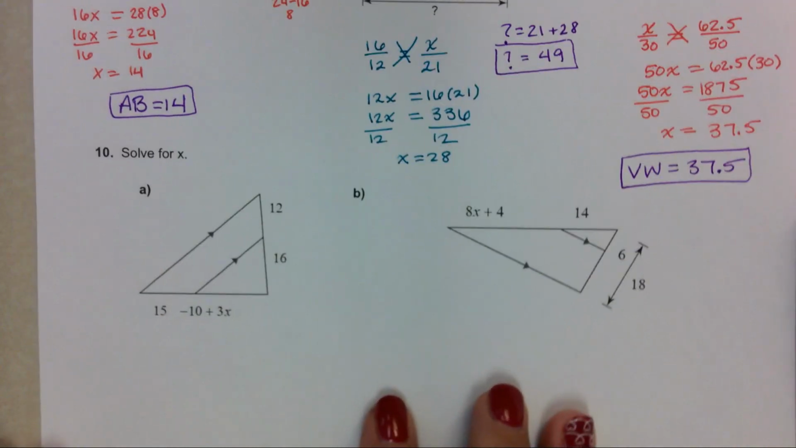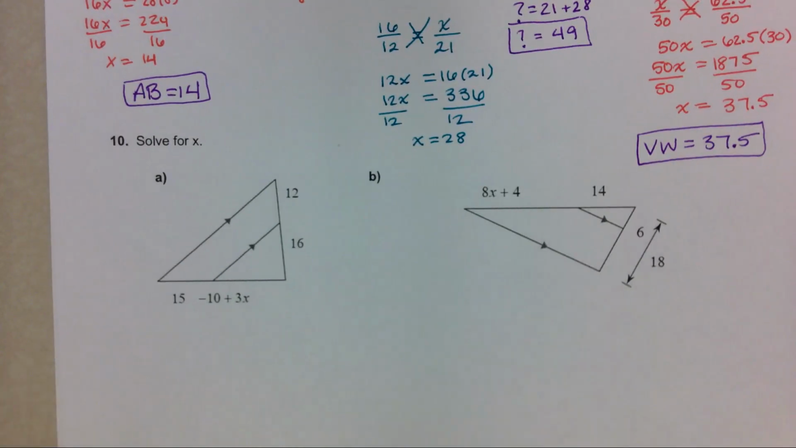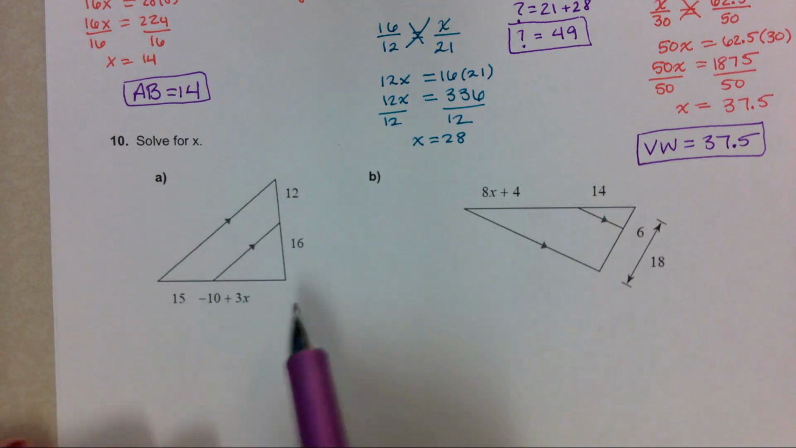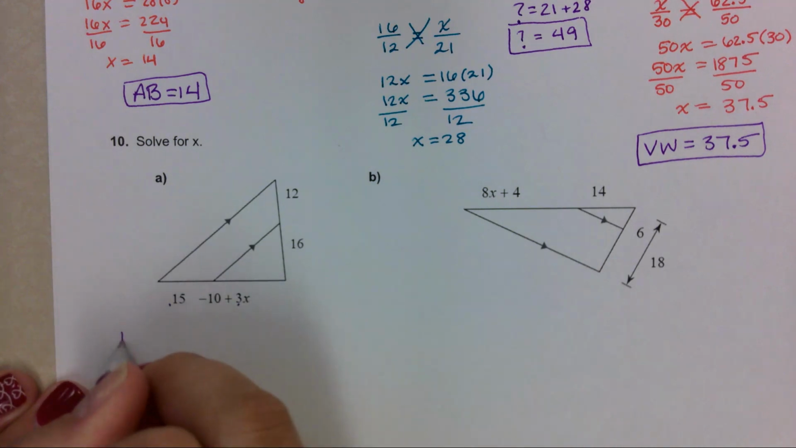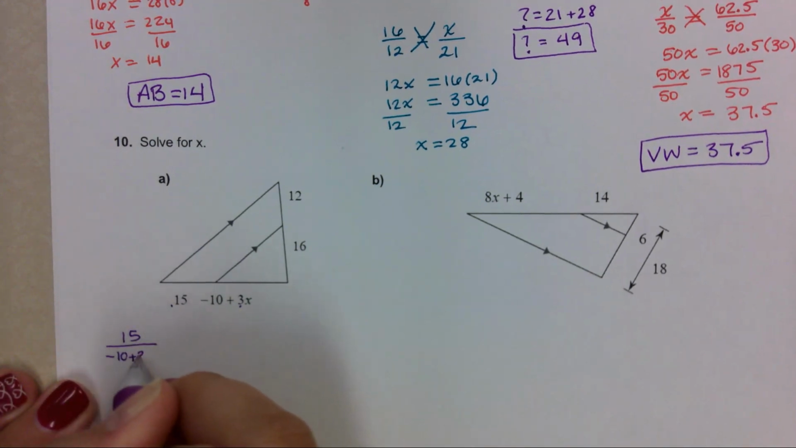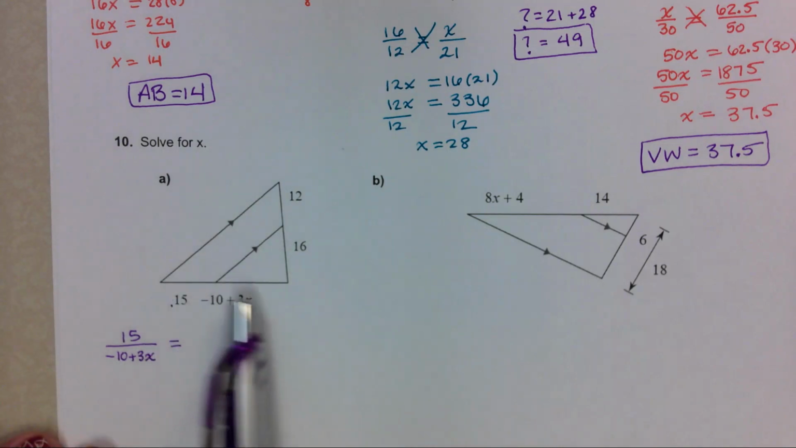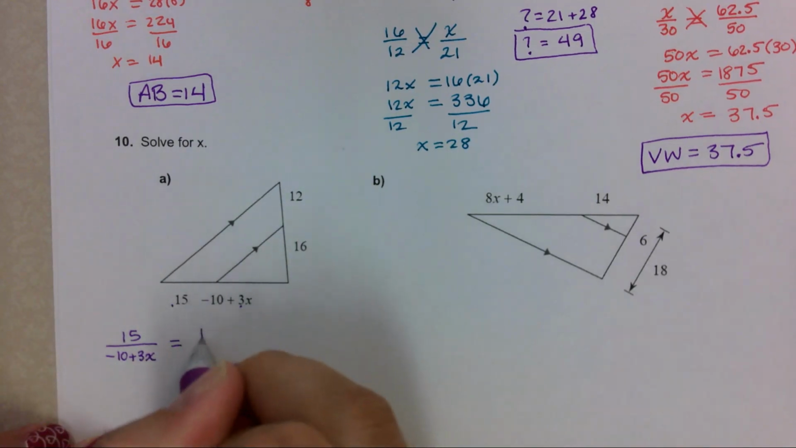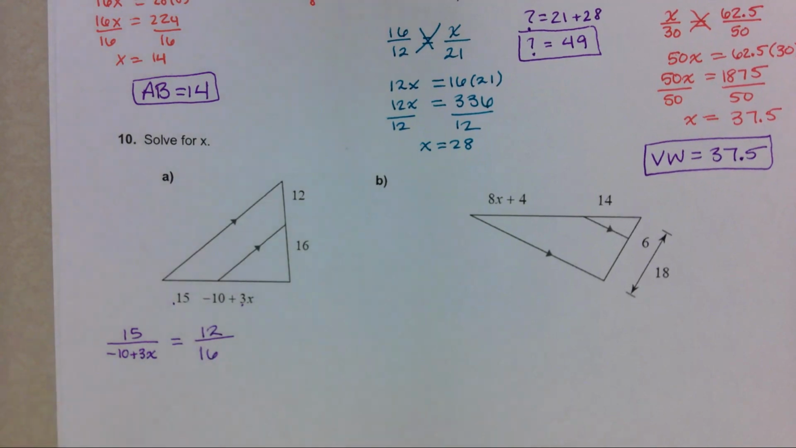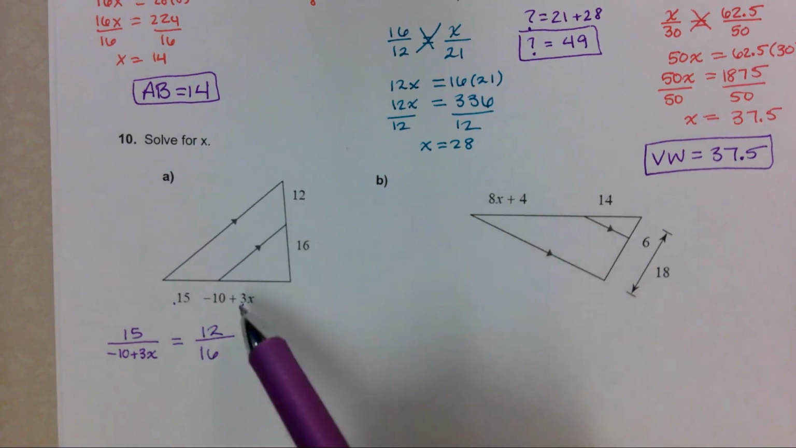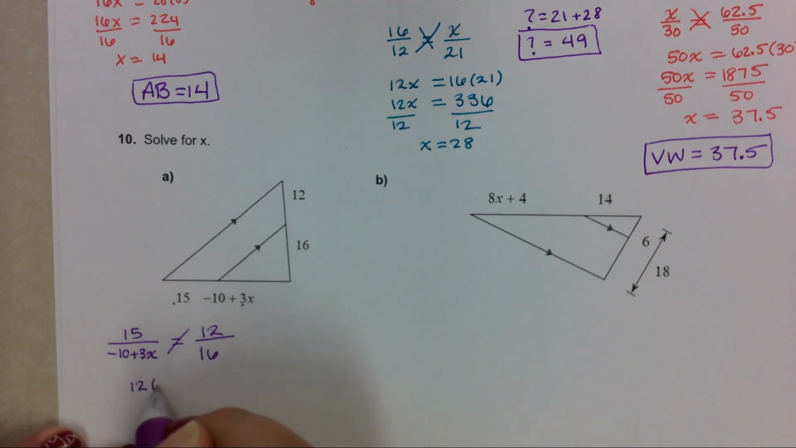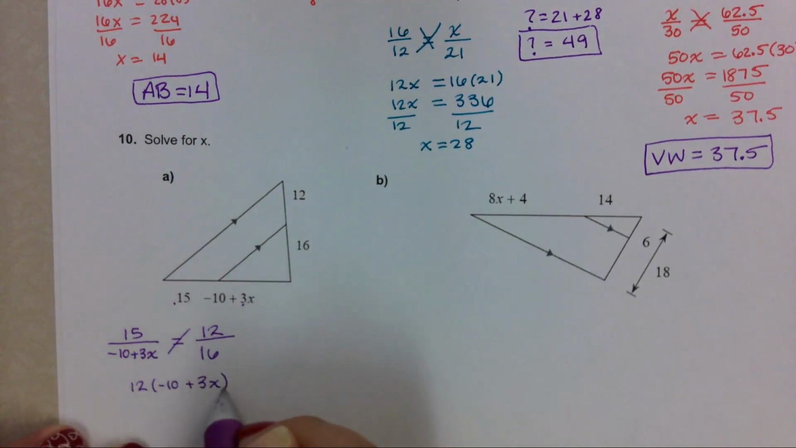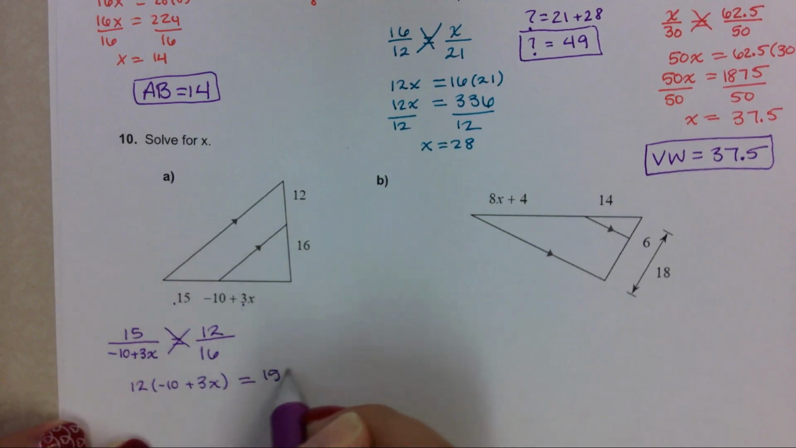All right, moving down to number 10. A, we are solving for X, so I'm just going to set up a proportion here. 15 is to negative 10 plus 3x, as 12 is to 16. Or you could have done 15 over 12, negative 10 plus 3x over 16. That would work too. And then I'm going to cross multiply. 12 times negative 10 plus 3x equals 15 times 16.